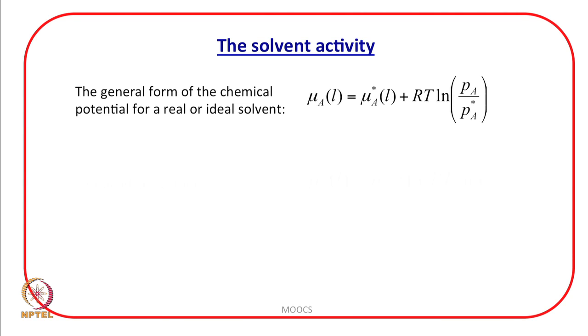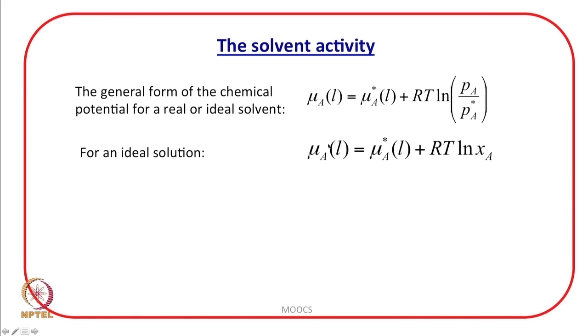And then I am sure you remember that we further went on to discuss that Raoult observed that this ratio is equal to the mole fraction, and we came up with this equation that mu A is equal to mu A star for the liquid plus R T log X A. We discussed there that a solution in which both the solute and solvent obey Raoult's law, this equation is called an ideal solution.